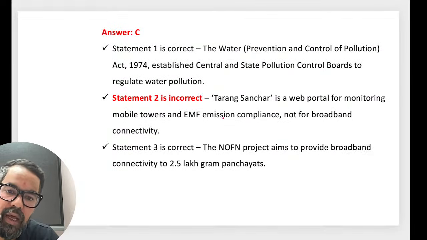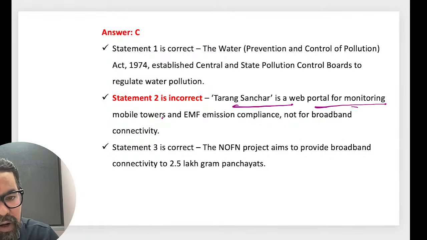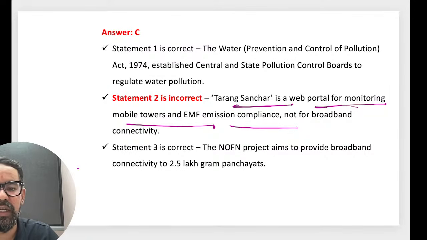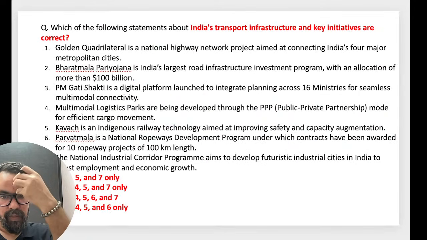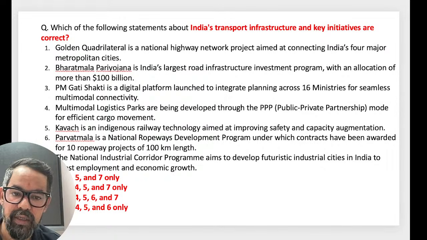Tarang Sanchar scheme was a web portal for monitoring the mobile towers and EMF emission compliances. ठीक है, so that is the one, not this one. Next one. Okay, all schemes are generally part of this question. घबराना नहीं है, प्यार से एकदम क्वेश्चन को पढ़ना है, हो जाएगा, बन जाएगा सबसे.